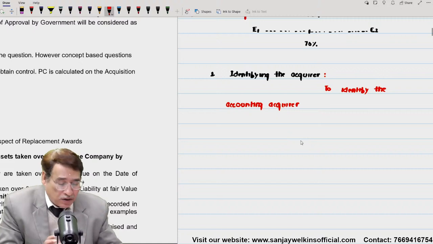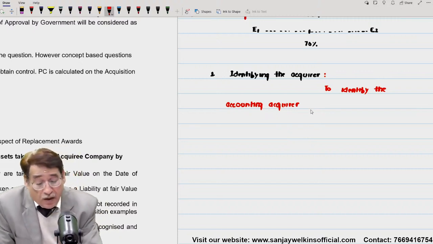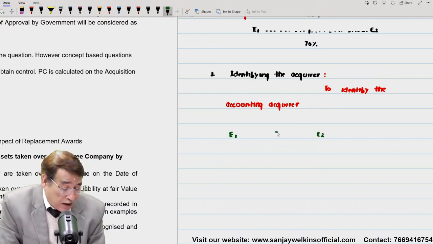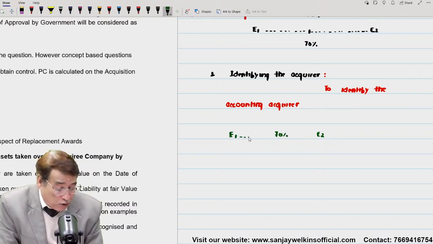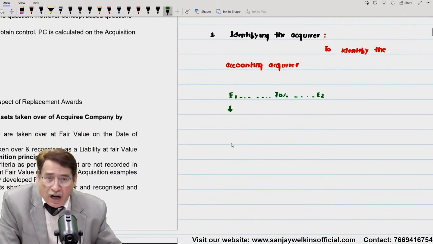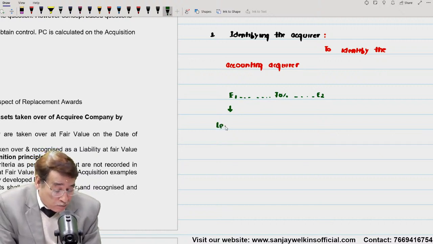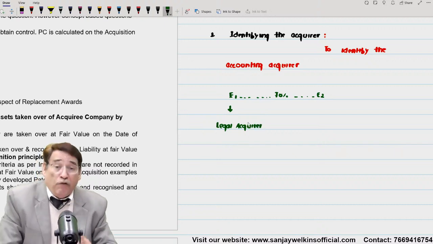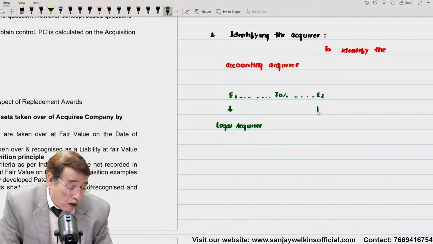Now, first of all, we need to analyze this particular step. Pay attention here. When I say E1 has got control of E2 by acquiring 70% stakes, no doubt about that, E1 is the legal acquirer. That means in the eyes of the law, E1 will be considered as the legal acquirer. Legal acquirer means from the perspective of the law, E1 will be considered legally as the acquirer company, while E2 will be considered as the legal acquiree. No doubt about that.